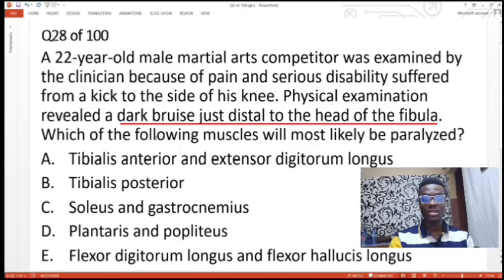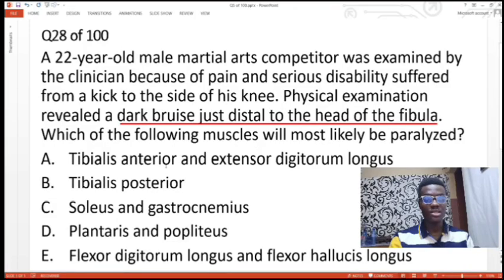The question says, a 22-year-old male martial arts competitor was examined by the clinician because of pain and serious disability suffered from a kick to the side of his knee. Physical examination revealed a dark bruise just distal to the head of the fibula. Which of the following muscles will most likely be paralyzed?